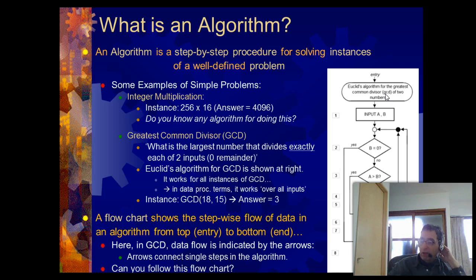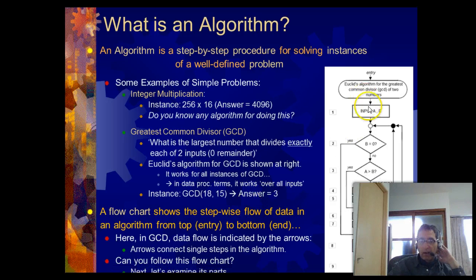So what's the greatest common divisor of 12 and 10? It was 2. Okay, so we want an algorithm to give us that answer. Okay, so we input the two numbers, so 10 and 12, for example, and we go to here.